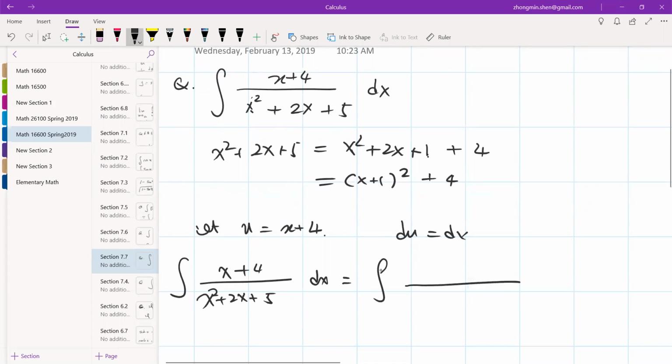the integral becomes, the denominator is just u squared plus 4, right? Good, looks good. The numerator is going to be x plus 4, so wait a minute. Oh, no, it's x plus 1, I'm sorry, this should be x plus 1. So the numerator is x plus 4, so that would be x plus 1 plus 3. So (u plus 3) over (u squared plus 4) du.